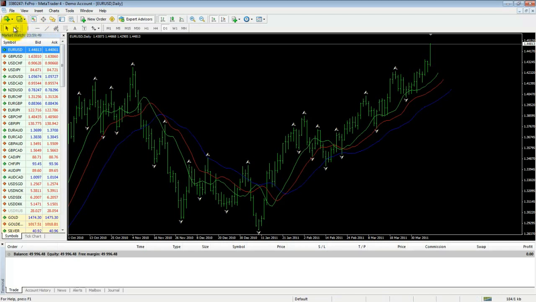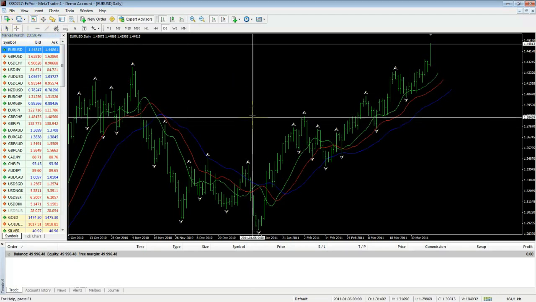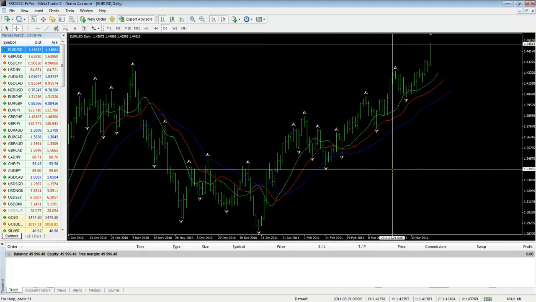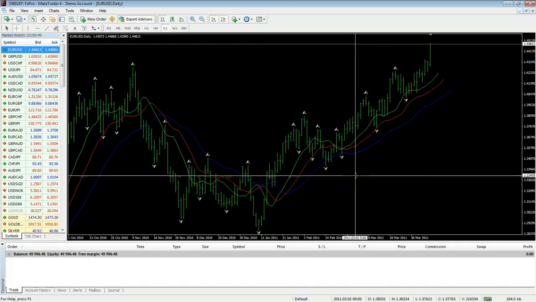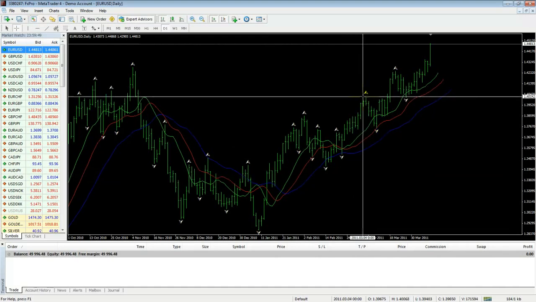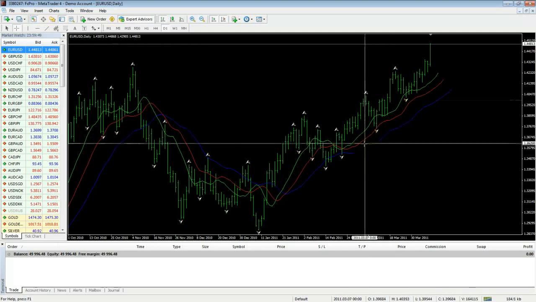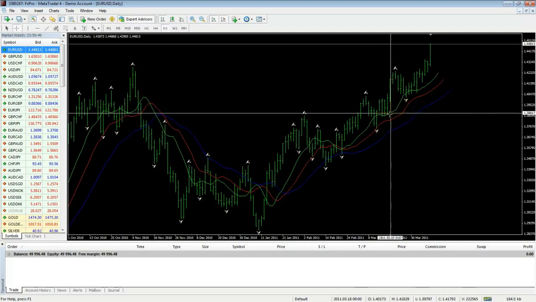So I'm going to take the break of each fractal and trade in the direction of the break. So for example, if we have an up fractal like we do here, when price breaks it there, I'm going to go long, provided that the break is above this red line, which is the red alligator line.